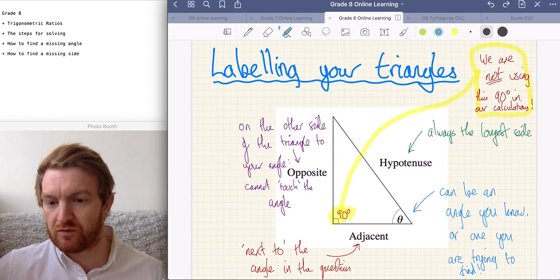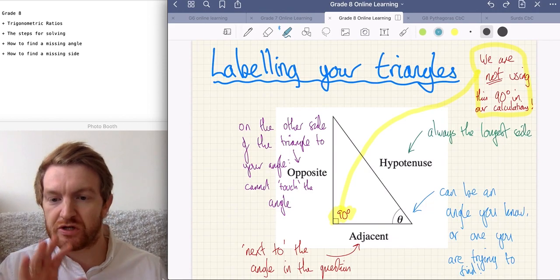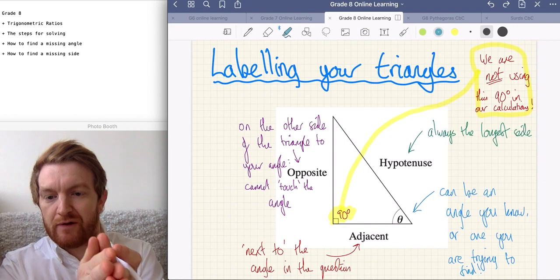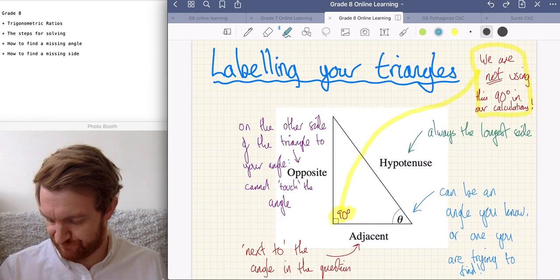You might have more than one angle in a question, but you only choose one to deal with. So we've chosen that one in the bottom right, and that's our angle. You can't mix and match. You choose whichever angle you're using in the question and stick with it.